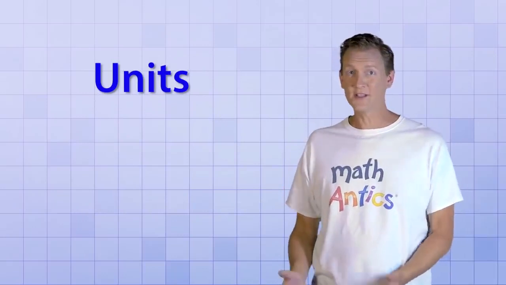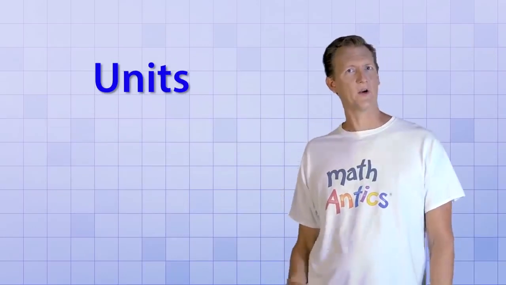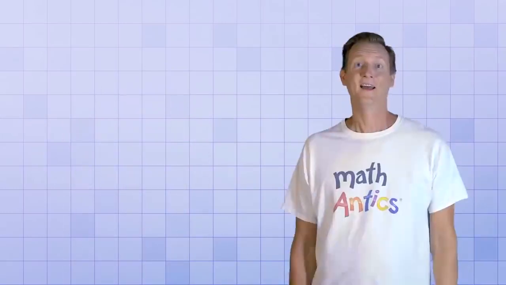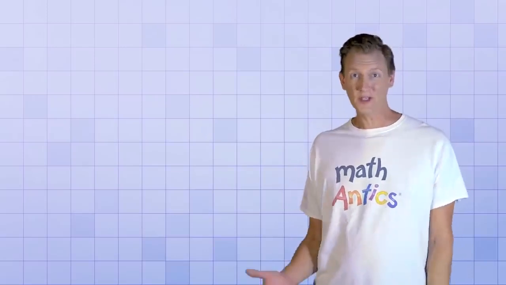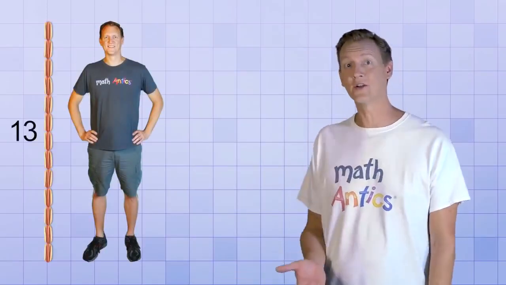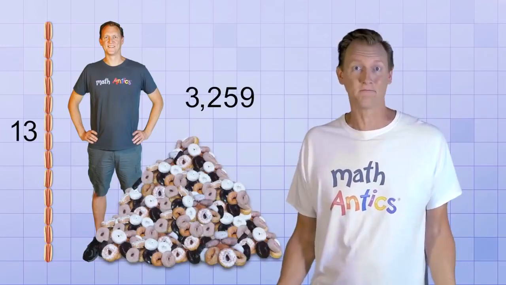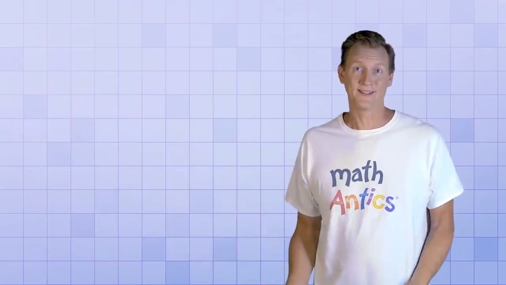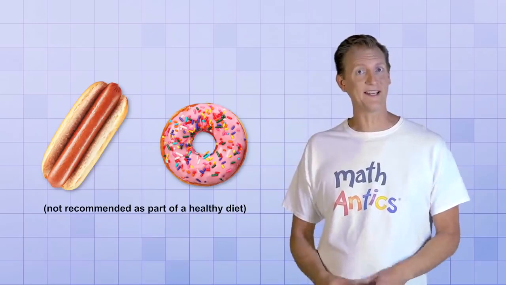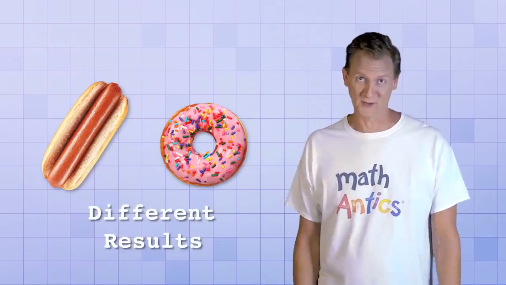Units of measurement aren't something fundamental to math, like addition and subtraction are. Instead, they're amounts that people invent and agree on so that we can communicate. In fact, we could agree to use just about anything as a unit of measurement. I could tell you that I'm 13 hot dogs tall, and my weight is 3,259 donuts. The problem with those units is that hot dogs and donuts aren't very consistent, and unless you and I are using exactly the same hot dogs and donuts to measure, we'll probably come up with different results.